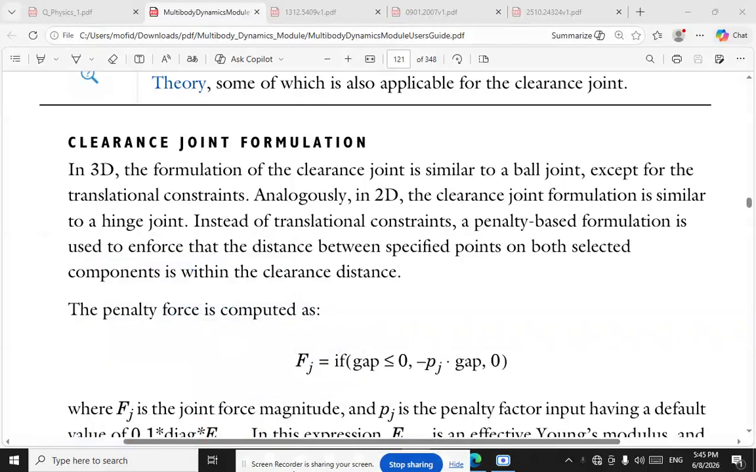In the name of Almighty God, I'm Master Sankoshi, and today I want to talk about the multibody dynamics module in quantum multiphysics simulation software. Today I want to talk about clearance joint formulation in three dimensions.